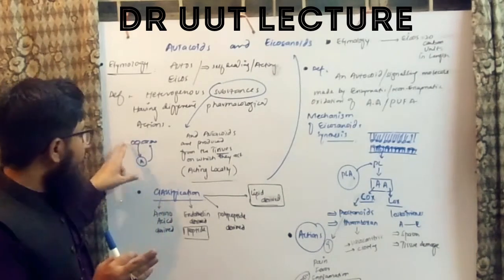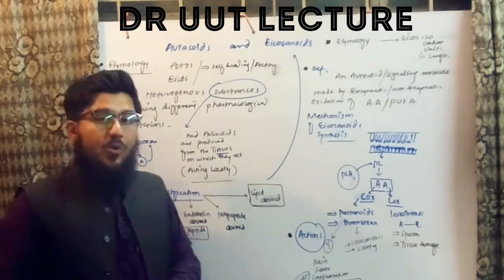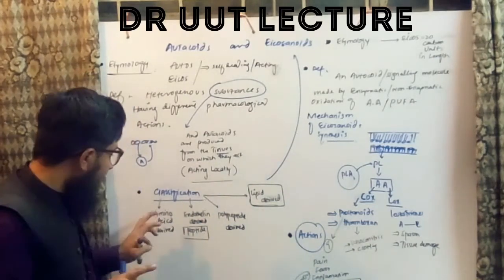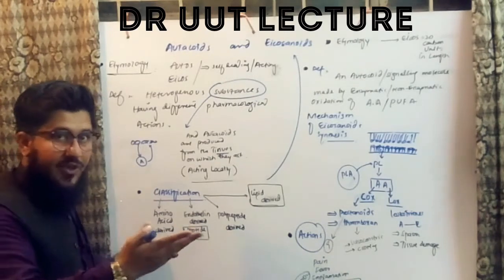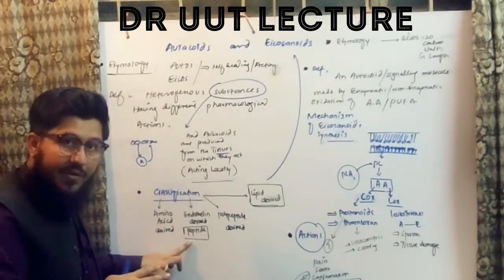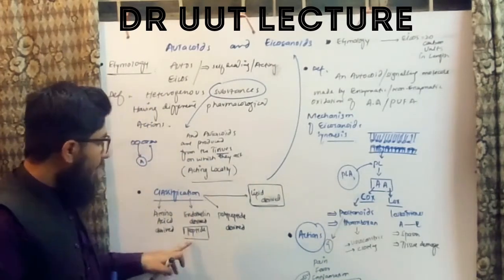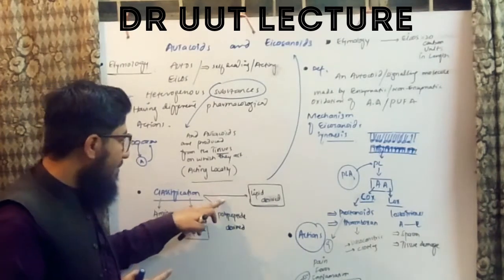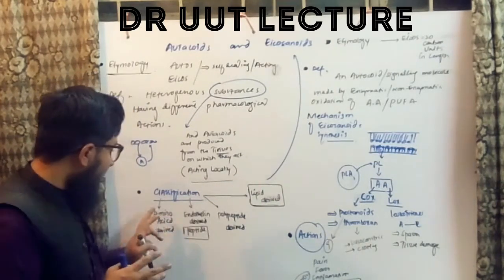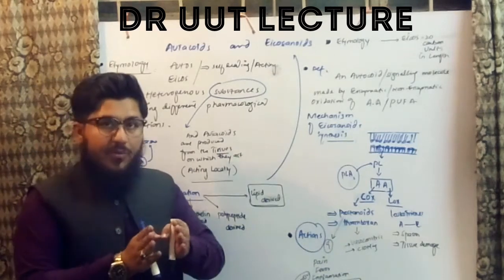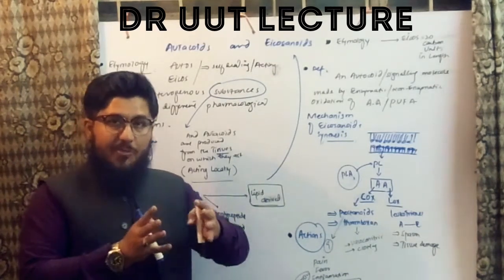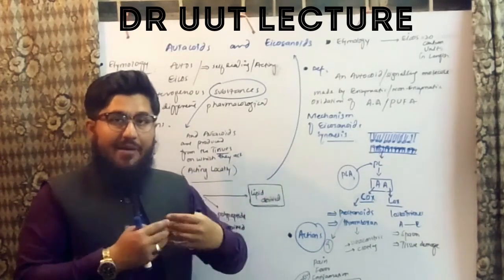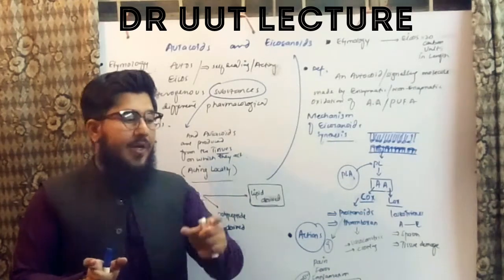That's it. Now let's come towards the classification of the autacoids. Autacoids are classified into four classes. Class number one, amino acid derived. We have some autacoids which are amino acid derived, peptide derived, and some which are polypeptide derived. You know when amino acids chain up together they make a peptide, and when peptides chain up together they make a polypeptide. So we can have autacoids from the amino acid, peptide and polypeptide.